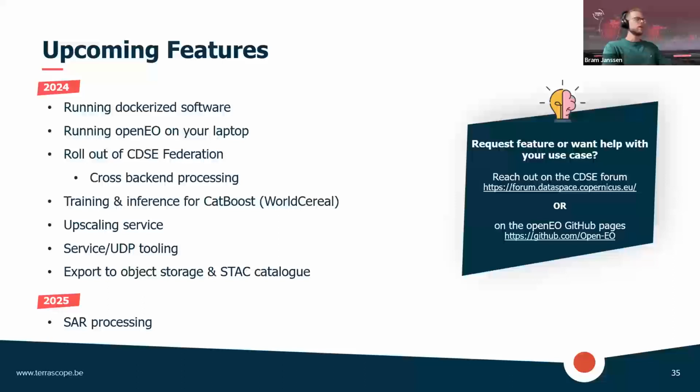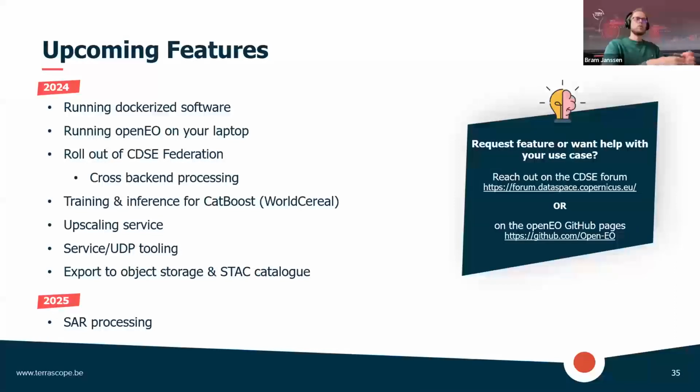Another focus is on the machine learning parts and features that are provided within openEO. First of all, we'll be focusing on the training and inference for CatBoost, because this is a very important feature for the World Cereal project. And then we will also work on general improvements and support towards users.